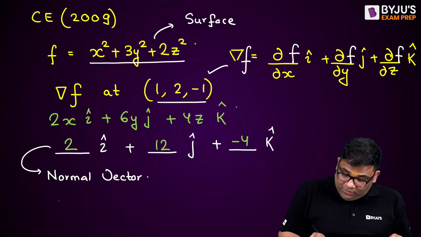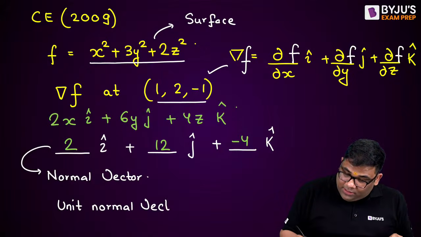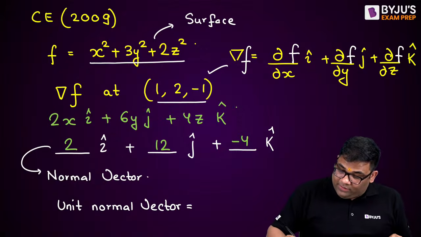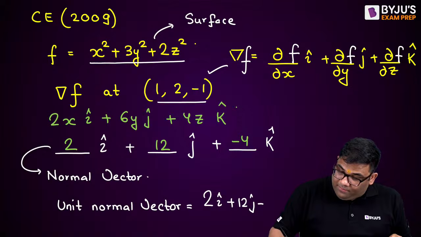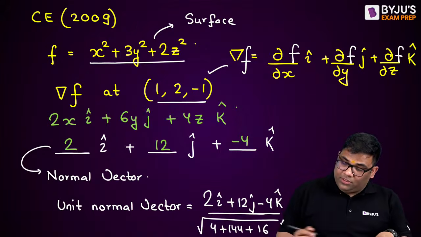If I want to find out the unit normal vector, it will be what? You take this vector 2i cap plus 12j cap minus 4k cap divided by the magnitude. The magnitude will be what? 2 square is 4, 12 square is 144, and 4 square is 16. So how much will we get?